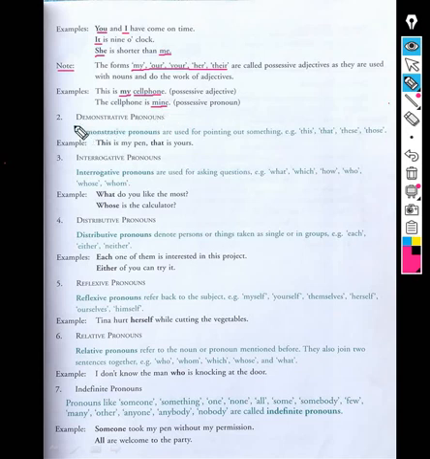Right? Okay, now next. Demonstrative pronoun. Second point. Demonstrative, demonstrate. Demonstrative pronouns are used for pointing out something. Point out means to indicate, to signify, ishara karna. To aise pronouns jo ishara karte hain kisi noun ki taraf. For example, this and that. Plural of this is these. Plural of that is those.